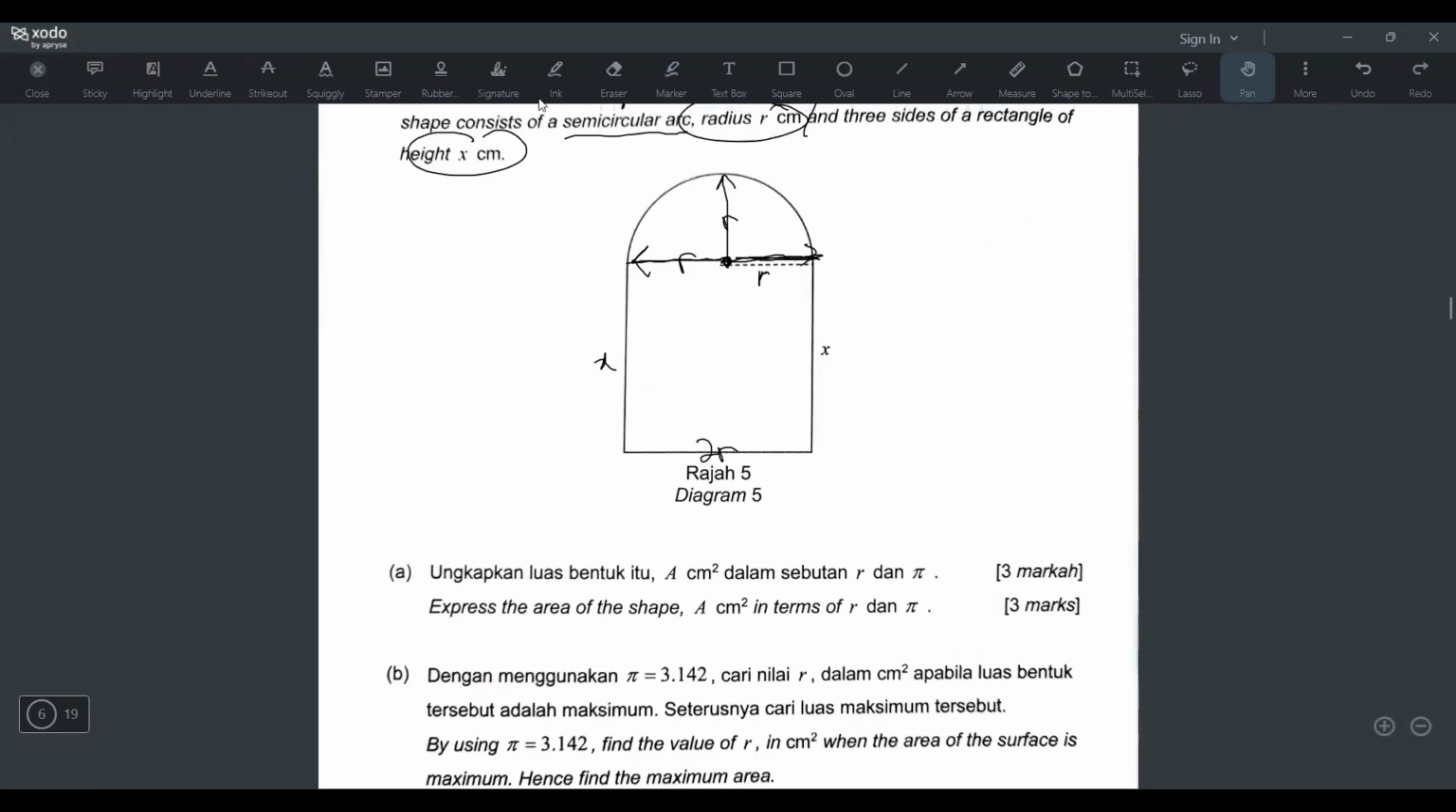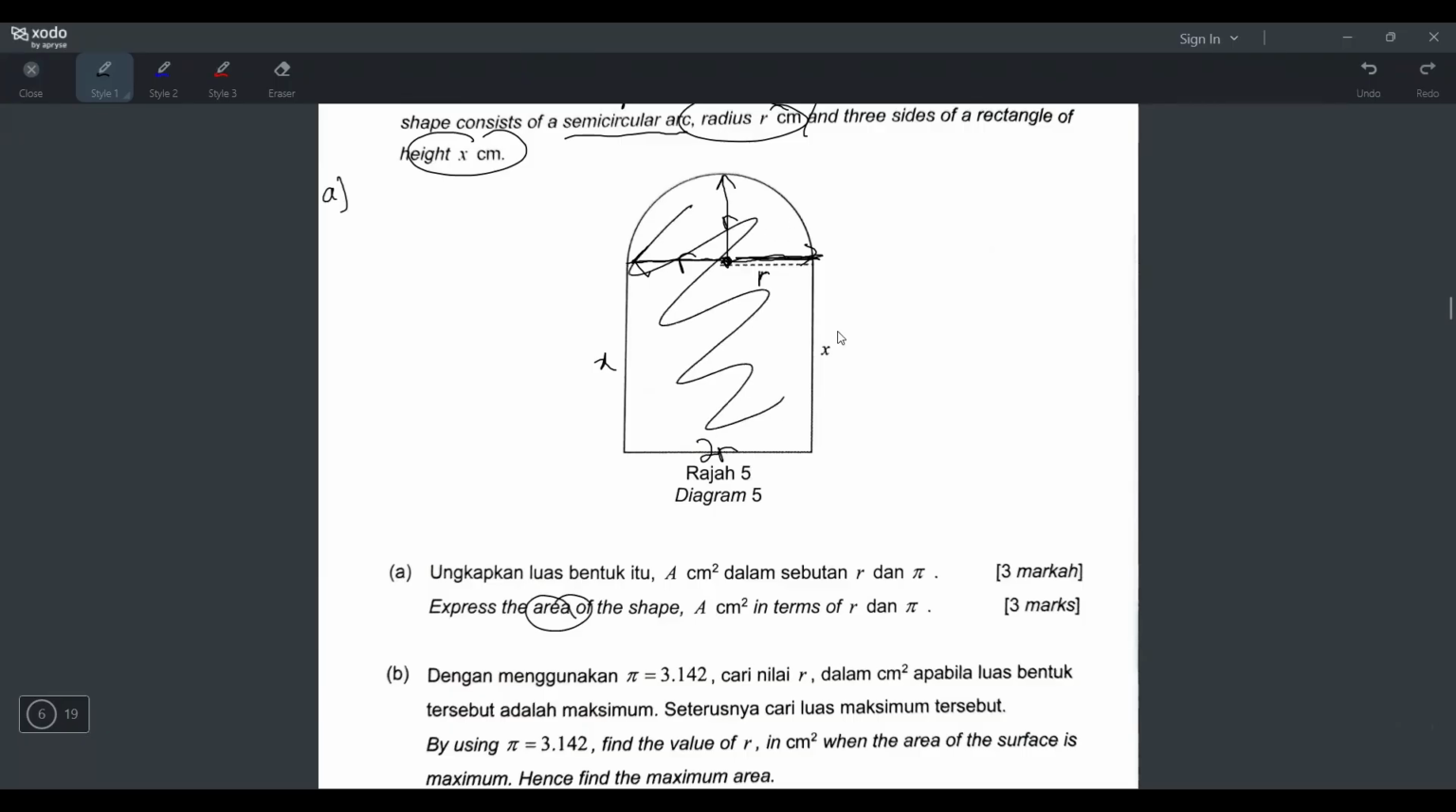Now let's see what it says in part A. Okay, so question A, they say express the area of the shape. Okay, I'm assuming it is the whole shape. A in terms of R and pi. So they want to find the area, and they want you to use the big A to represent the area of this shape, but they say in terms of R and pi. So it means they don't want you to find the R.